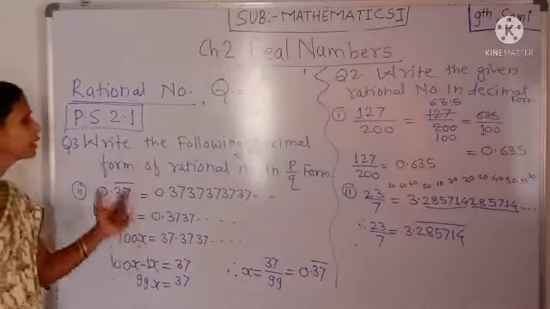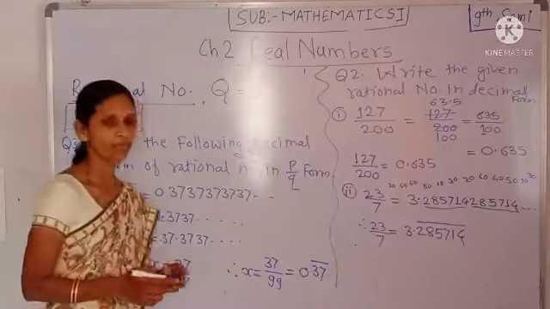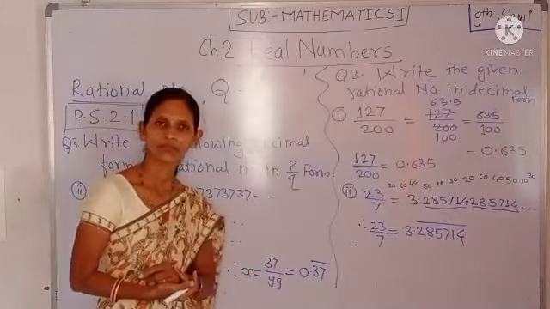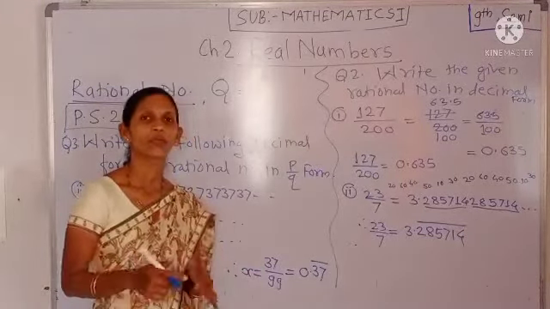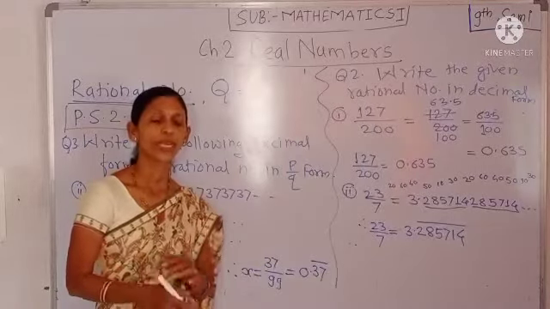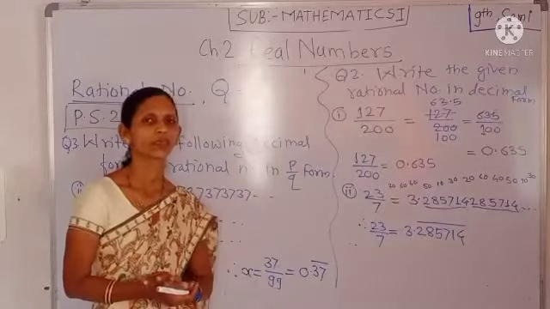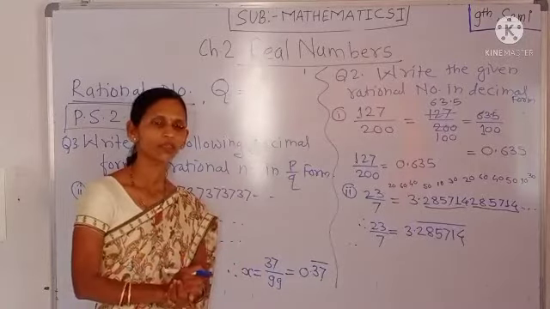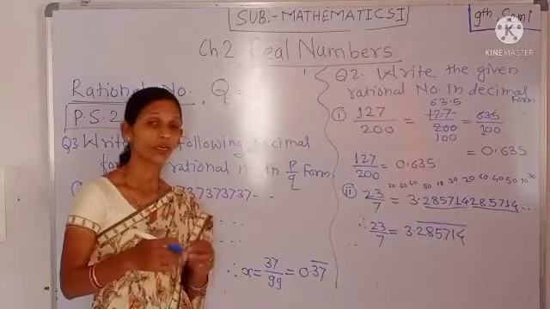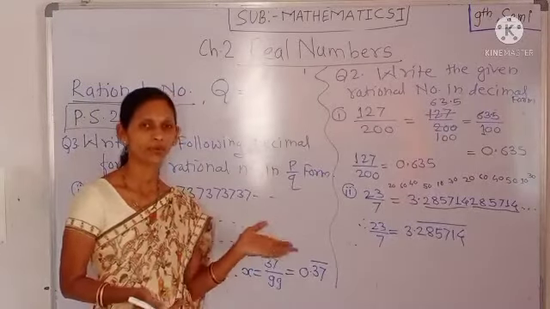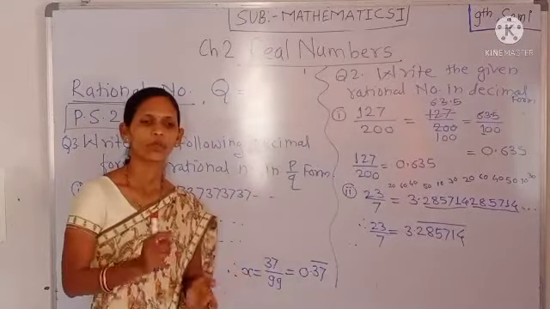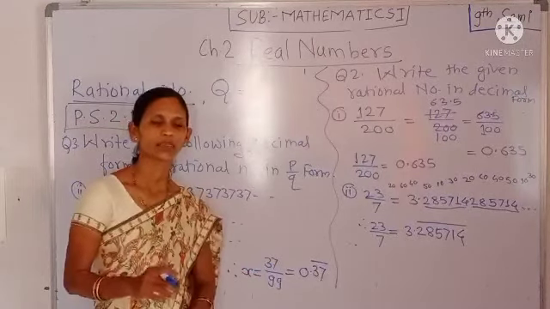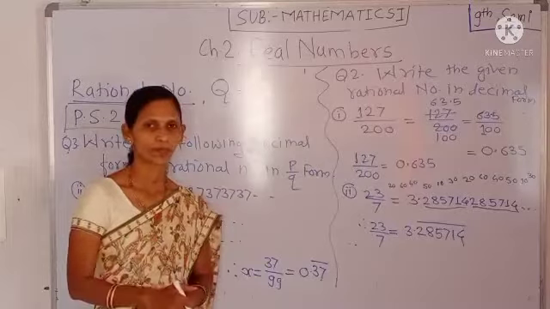That is about rational numbers and their decimal form as well as P/Q form. We can express any rational number in those 2 ways, and you may solve the examples of this type from practice set 2.1 as well as from problem set 2. Thank you.